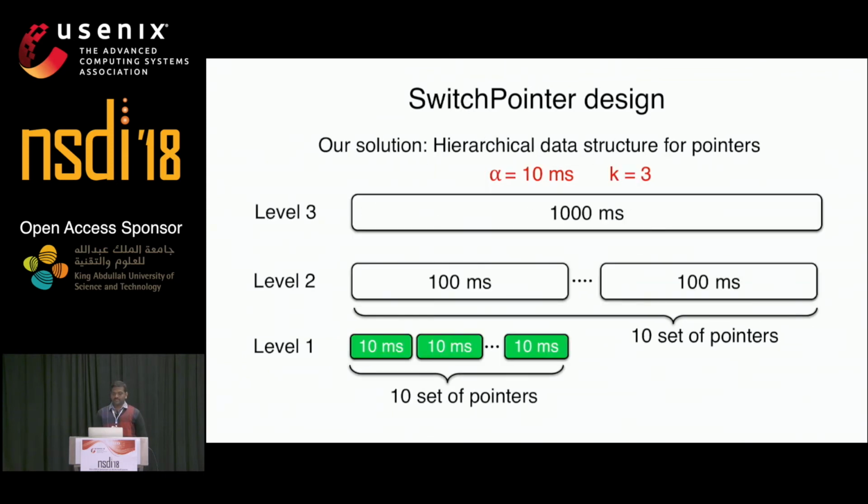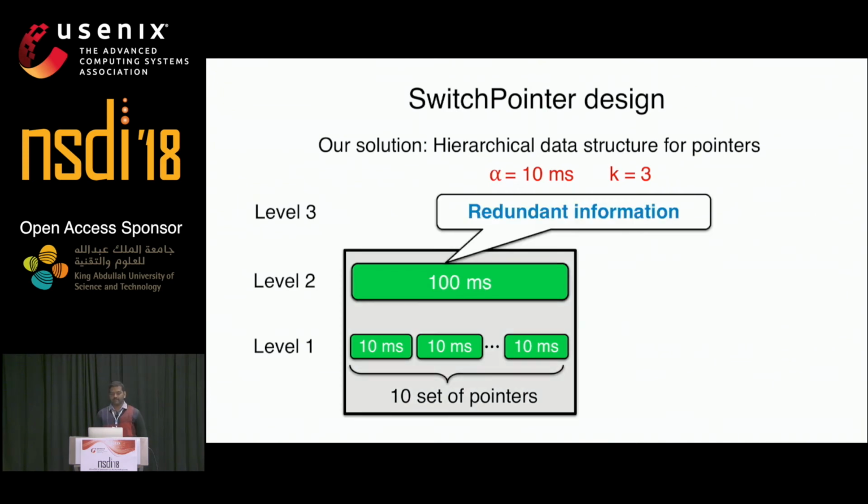When alpha is 10 and k is 3, there are 10 set of pointers at level 1 and each corresponds to 10 millisecond duration. Level 2 also has 10 set of pointers, but each corresponds to 100 millisecond duration. By design, switch pointers store redundant information. For example, the pointer at level 2 is collectively similar to the set of pointers at level 1. Precisely this redundancy allows SwitchPointer to have a trade-off between storage and bandwidth between data plane and control plane.